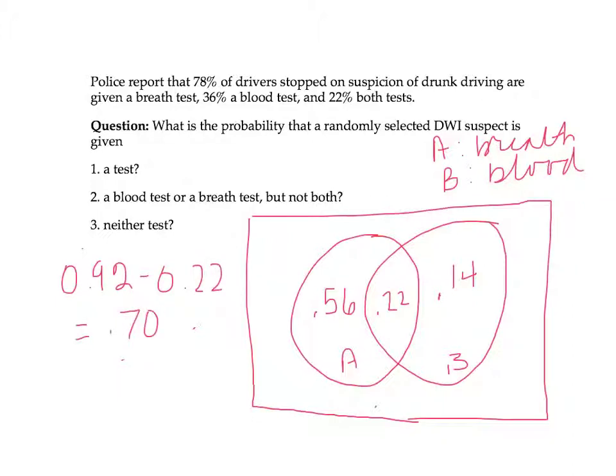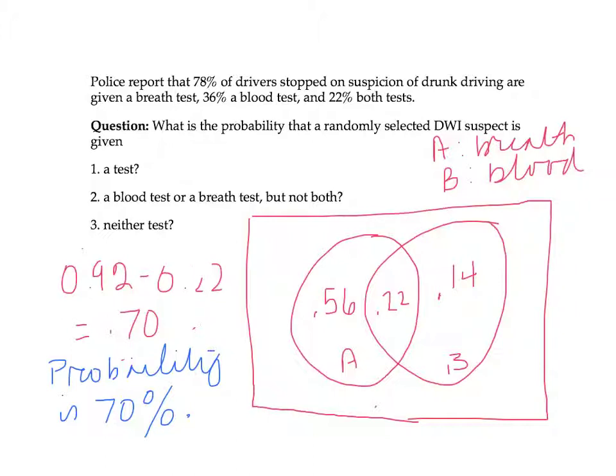And in context, the probability of a randomly selected DWI suspect being given a blood test or a breath test, but not both, is 70%. I'm going to shorten it, but you can't. Yeah, I'll bet you shorten it. But just remember, I'm looking for that full answer in context on quizzes and tests.